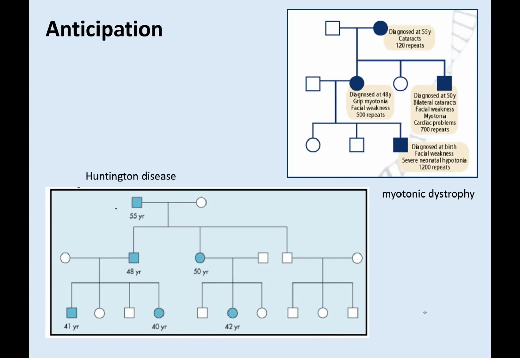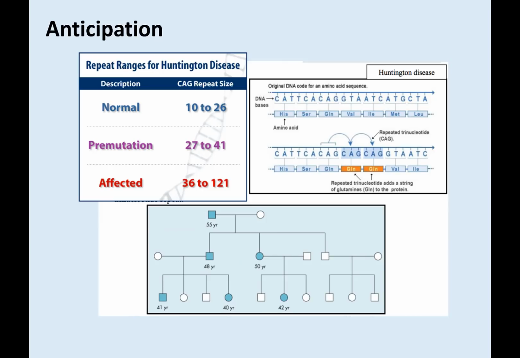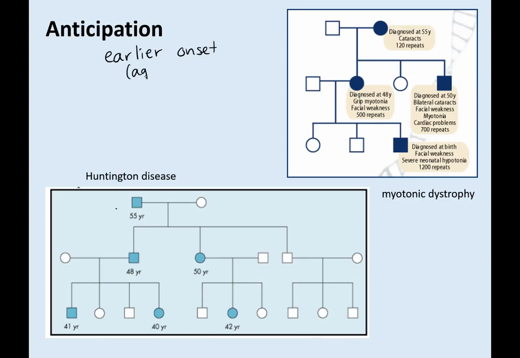Another term used in genetics is anticipation. And in diseases with anticipation, as you look through a pedigree, and a pedigree is talking about phenotypes from generation to generation, what you start to see is earlier onset, we're talking about age, or you may see more severe disease in each generation.